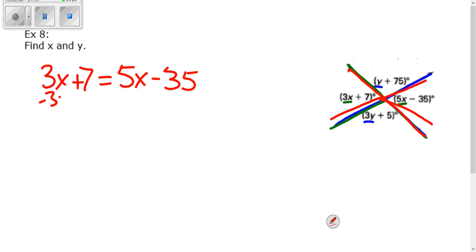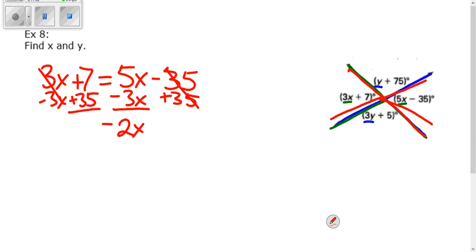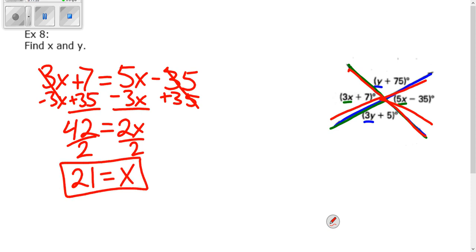So subtract 3x on both sides. Those cancel out. We have left 2x. We can add 35 to both sides. So that will cancel. Add 35 to 7, which gives us 42. And then to get x by itself, divide by 2 on both sides. So x equals 21. So now we know the x.